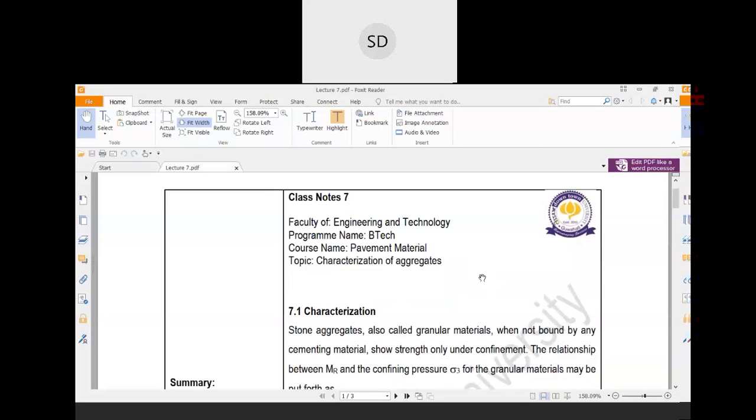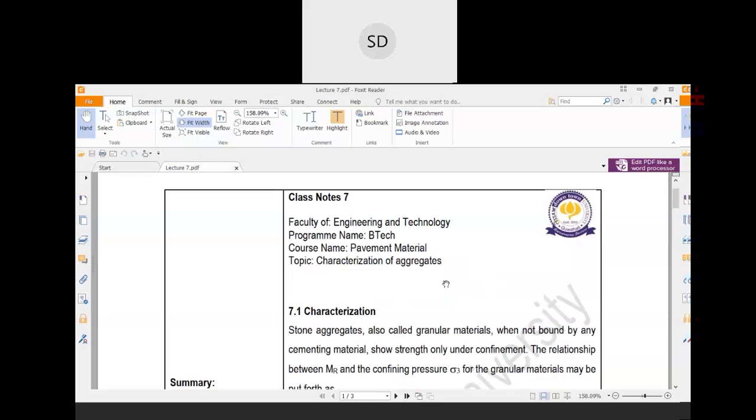So in our previous class, we basically discussed aggregates and some of the aggregate properties: what the basic properties are, what the sources of aggregates are, and what the different types of aggregates are. So in this class, we will discuss the characterization of aggregates, that is, how an aggregate can be characterized. Before starting this, in this chapter, we have some new concepts.